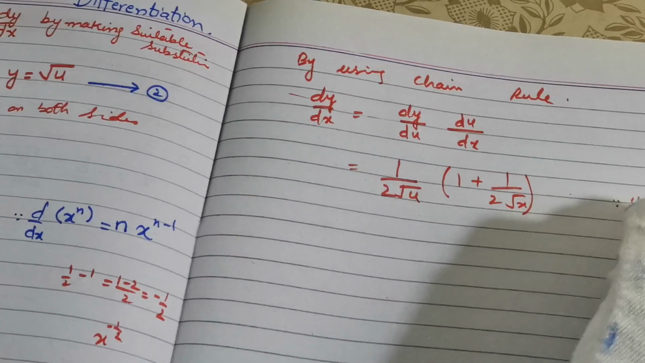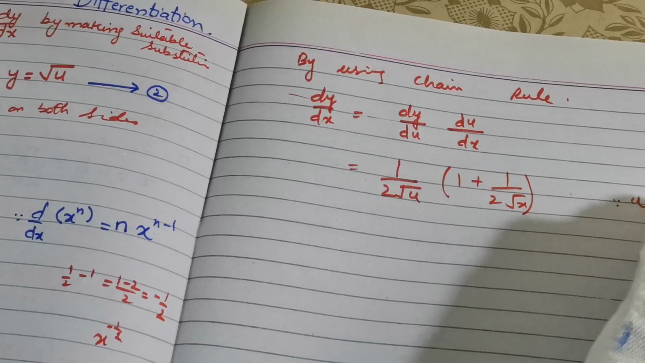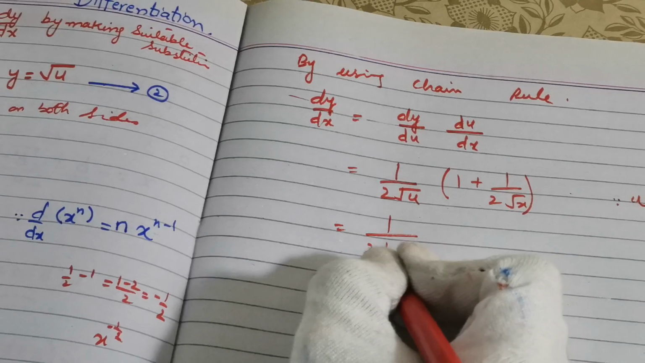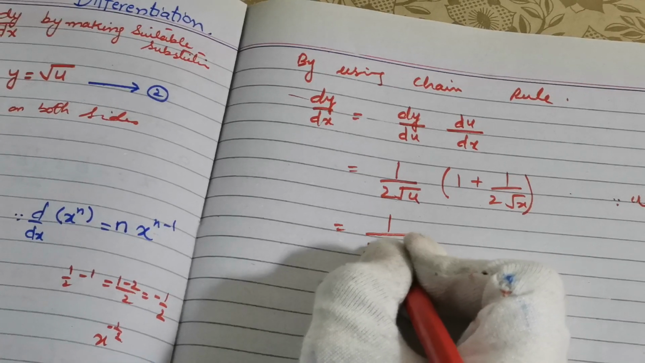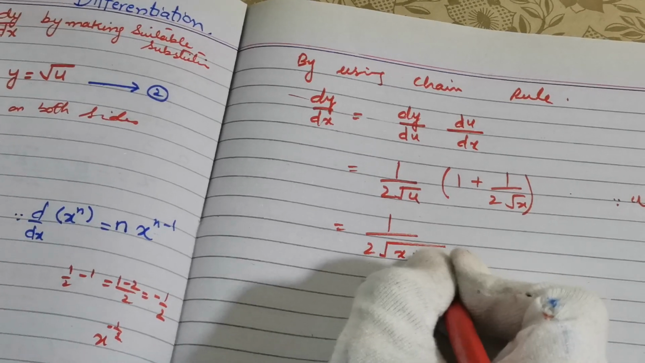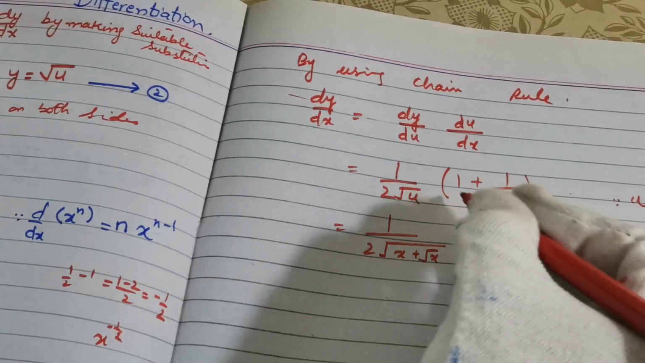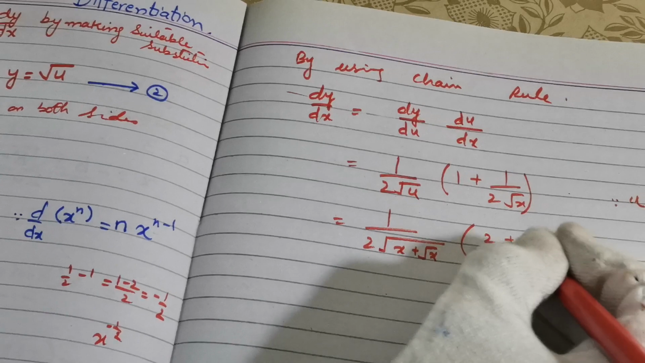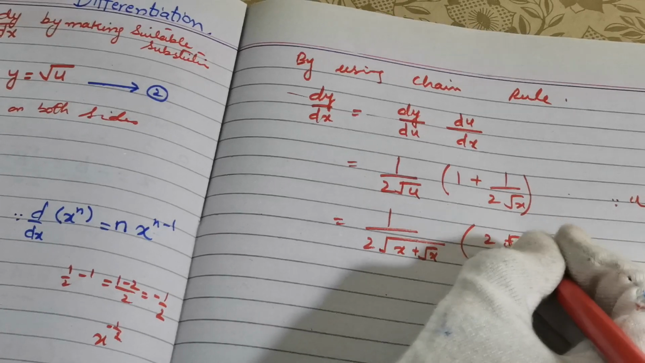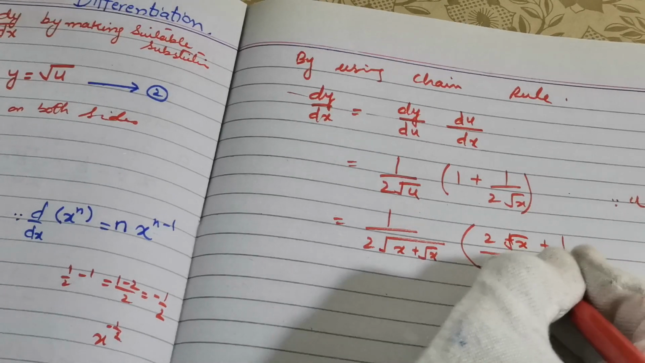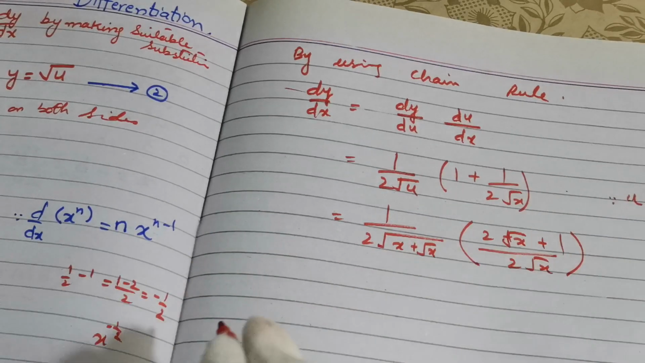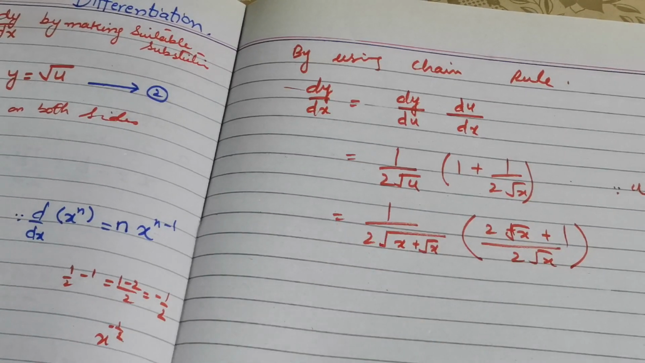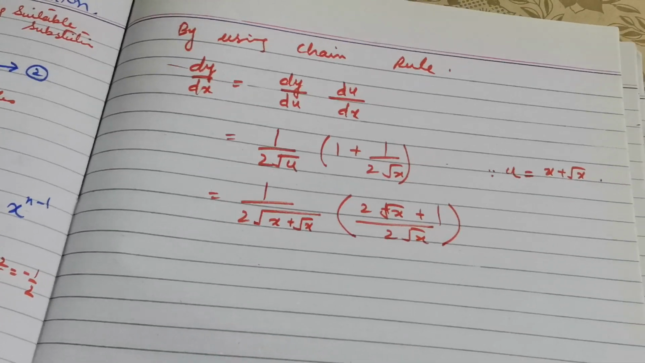Here we can see that u is equal to x plus under root x. So dy by dx is 1 by 2 under root of x plus under root x, times 1 plus 1 by 2 under root x. So when we take LCM, 2 plus 2 under root x plus 1 divided by 2 under root x. This is our required answer.